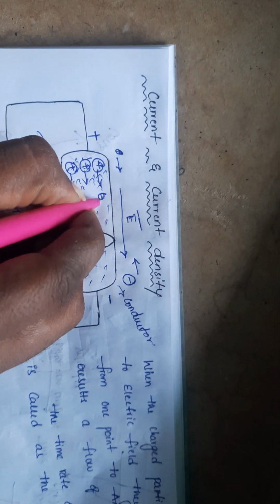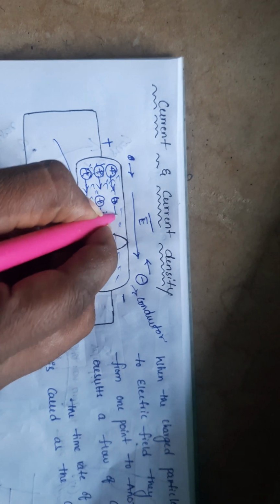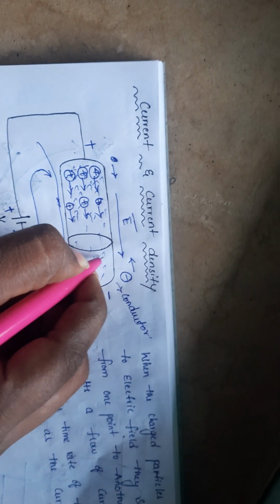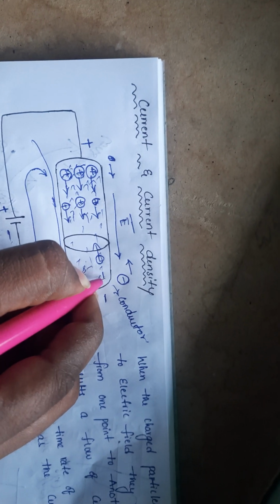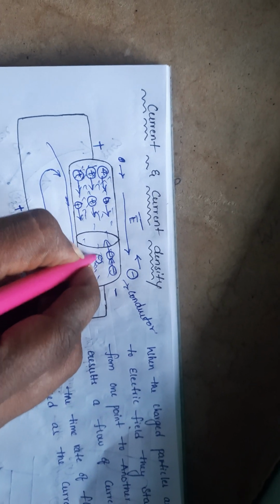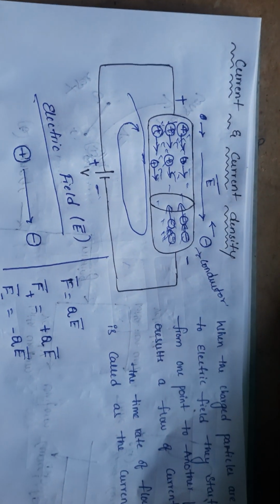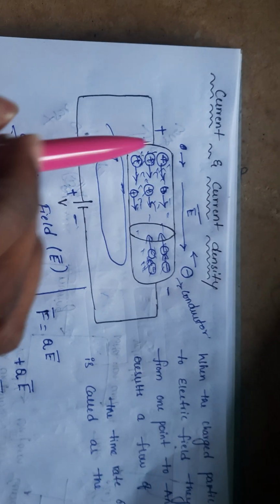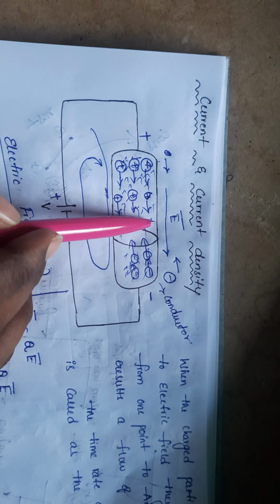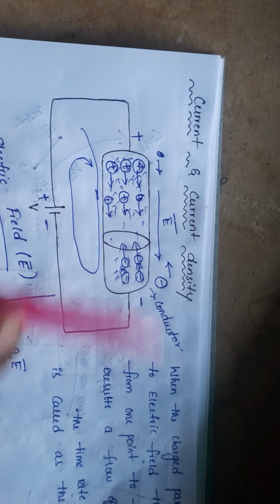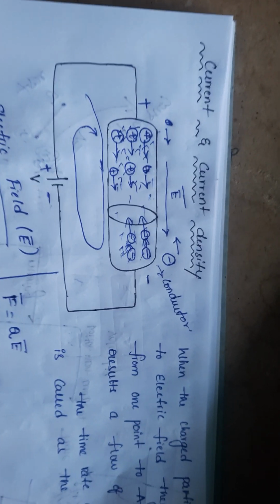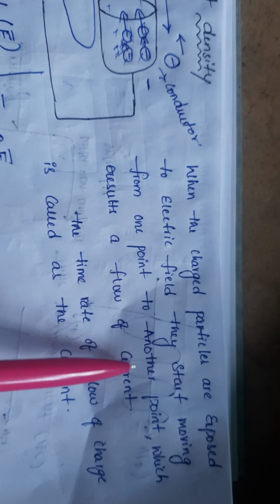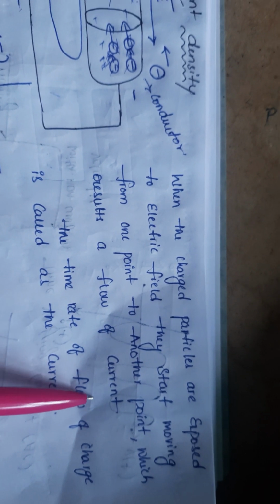negative charges. Okay, like this the diagram is. Between the positive and the negative charges we have the flow of current. Here see, when the charged particles are exposed to an electric field, they start moving from one point to another point, which results in a flow of current.